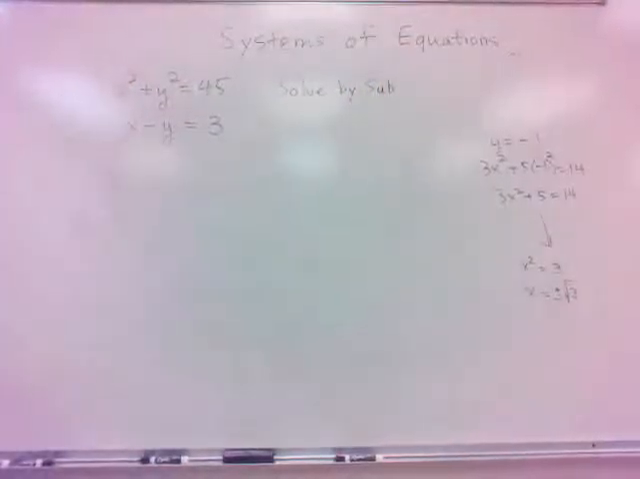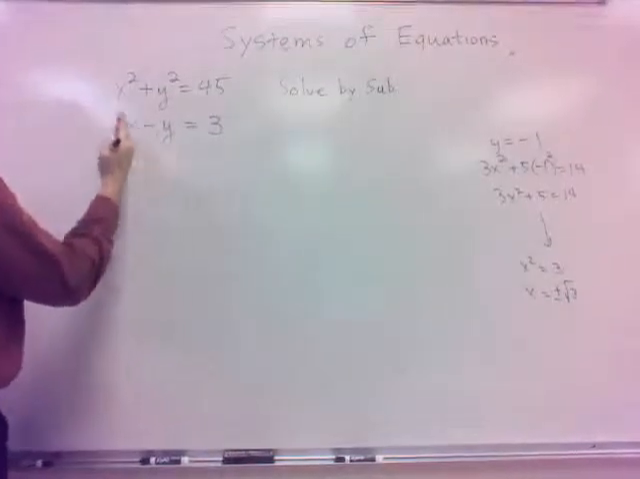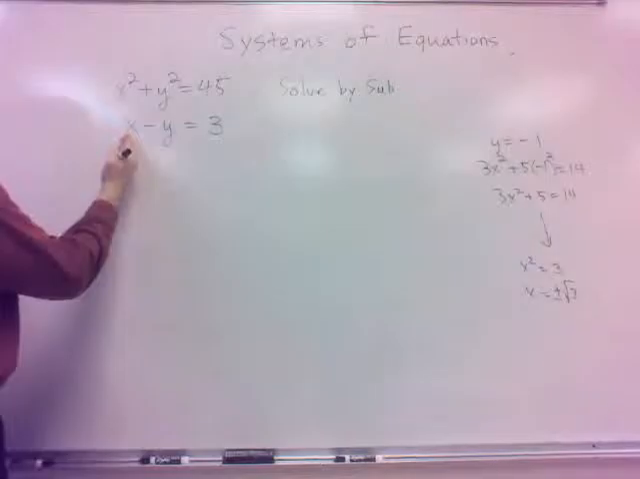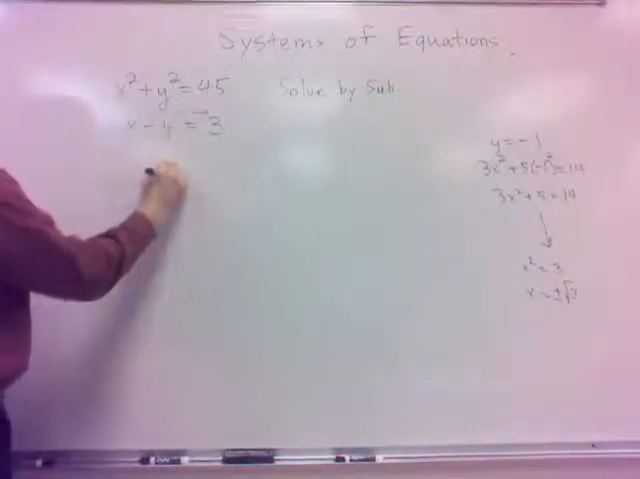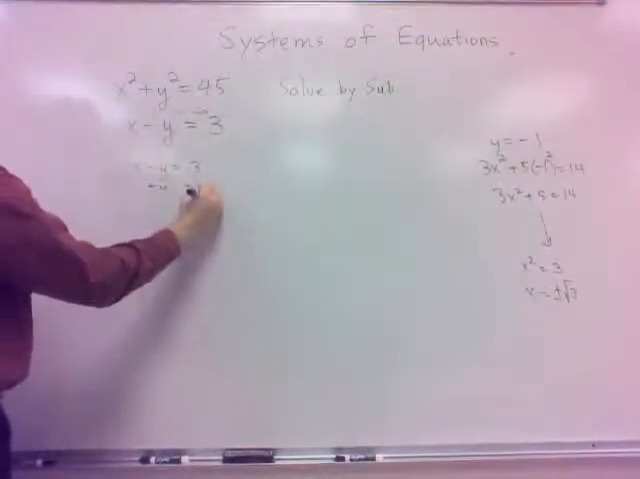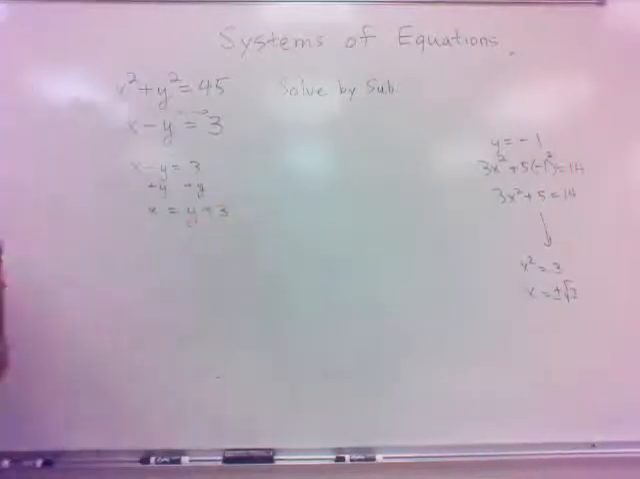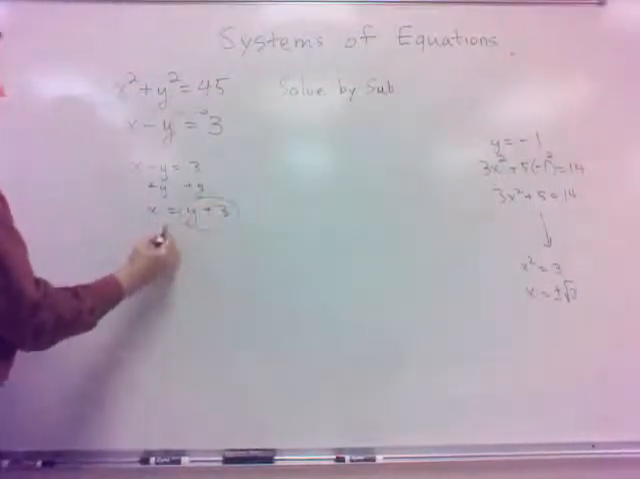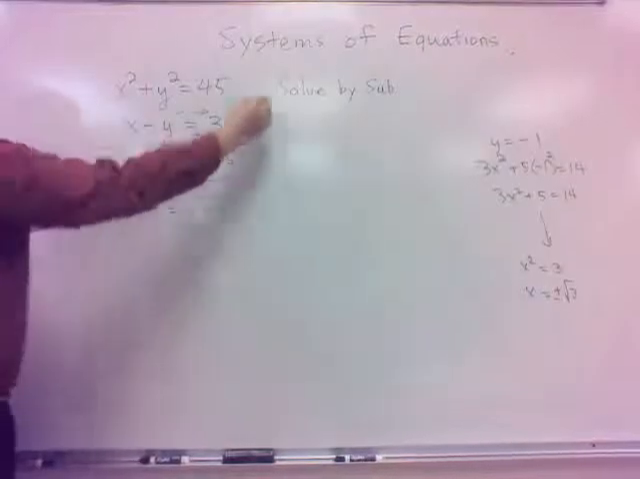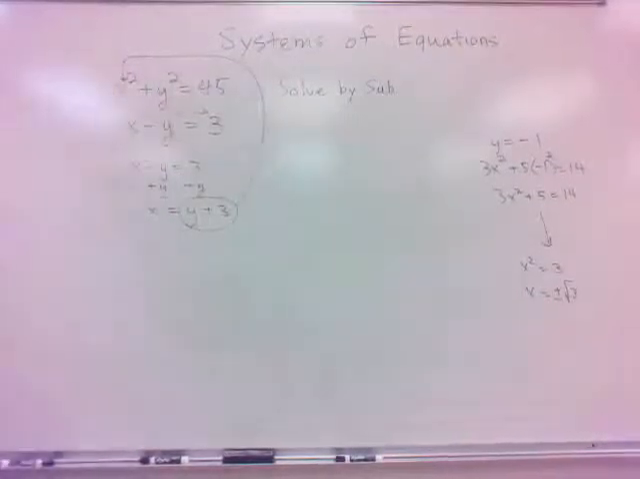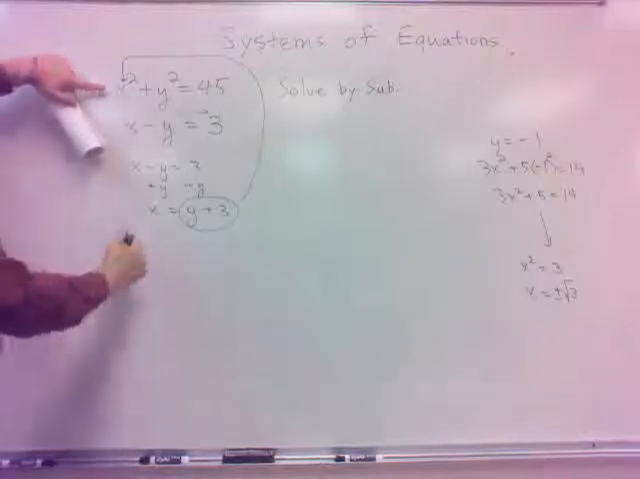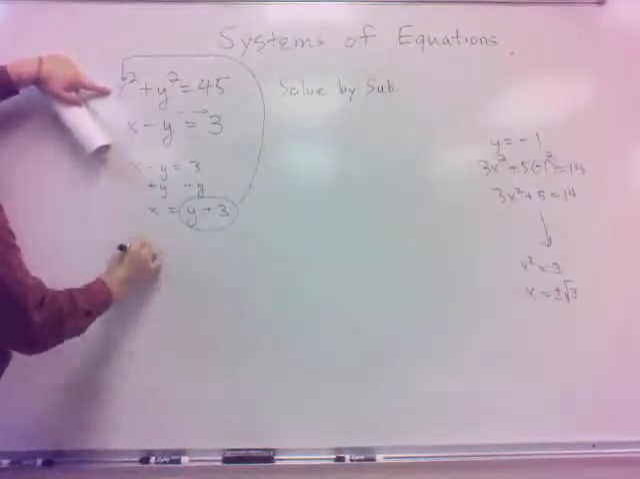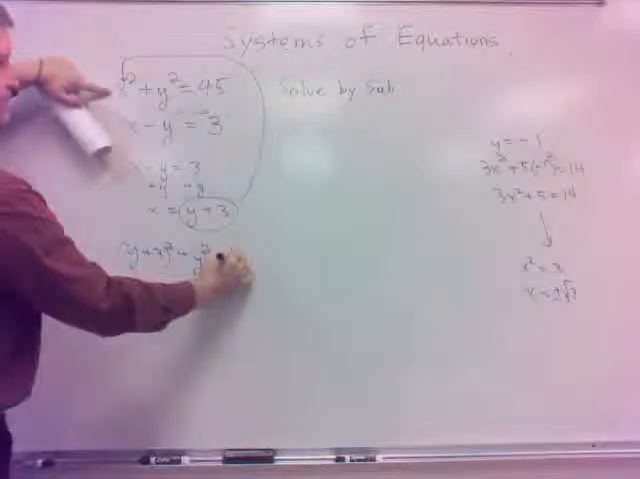If I solve by substitution, I need one of the variables by itself in one of the equations, and so it looks like this one. Solve for x, move the y to the other side. Add y to both sides. So x is y plus 3, or 3 plus y, either way you want to write that. So there's my substitution, right? X is y plus 3. So I can take y plus 3 and substitute it for x back in the other equation. All right, so let's do that. So it's y plus 3, but I've got to square it, plus y squared equals 45.